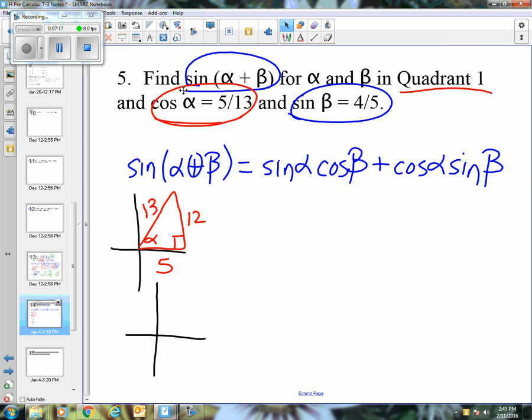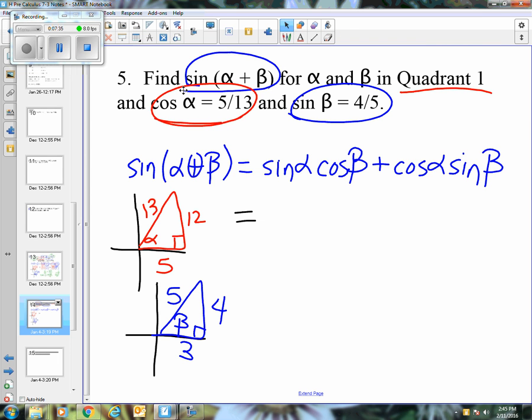Okay, and then what about beta? My beta triangle, I have sine of beta, so that's opposite over hypotenuse, so 4/5. And then the adjacent side would be 3. So a 3, 4, 5. 25 minus 16 is 9. Take the square root. Okay, so let's go ahead and substitute in what we need.